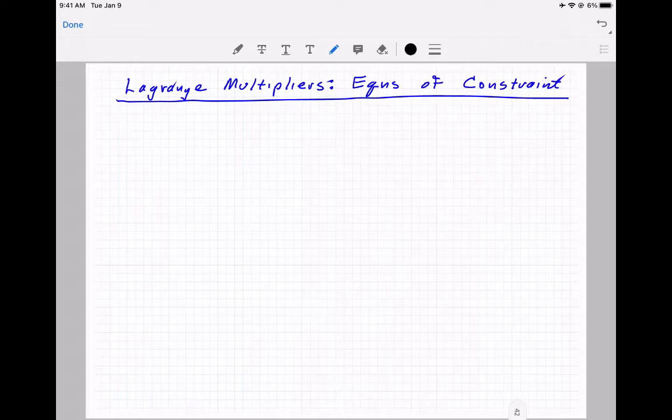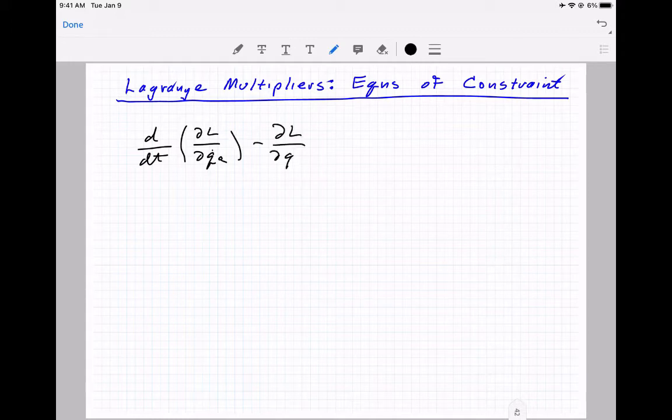So now we come to Lagrange multipliers and equations of constraint. What we've seen so far is that we've identified degrees of freedom, and that has led to generalized coordinates. And so we've got the Lagrange equations: d/dt of the partial of L with respect to q dot A minus the partial of L with respect to q A, where A is the subscript that describes the degrees of freedom, and that has been set to 0. This is where we've identified all the degrees of freedom and associated them with generalized coordinates.